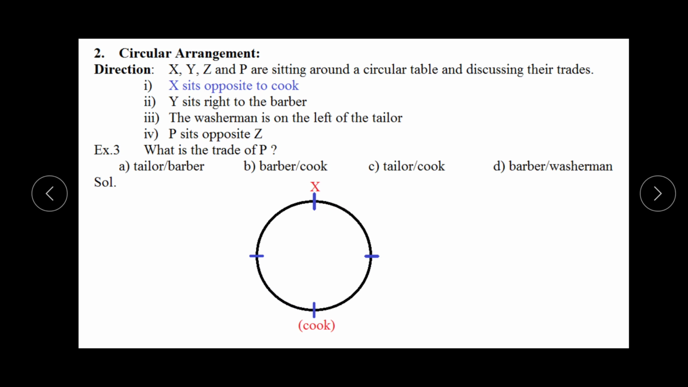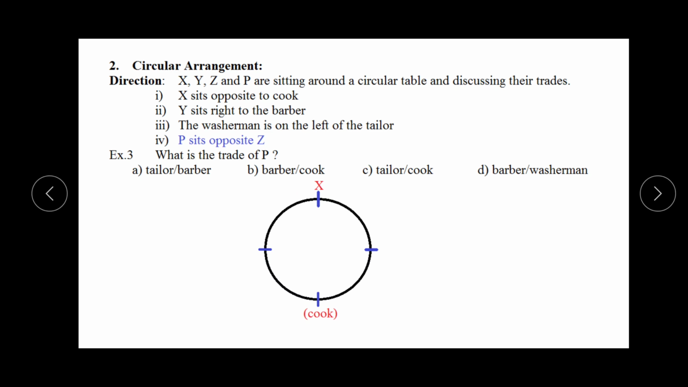Okay, first what we will do, we will take the first statement: X sits opposite to Cook. It means these are the four places, and we are taking this position for X. If X is there, then we will fix Cook on the opposite side of X.